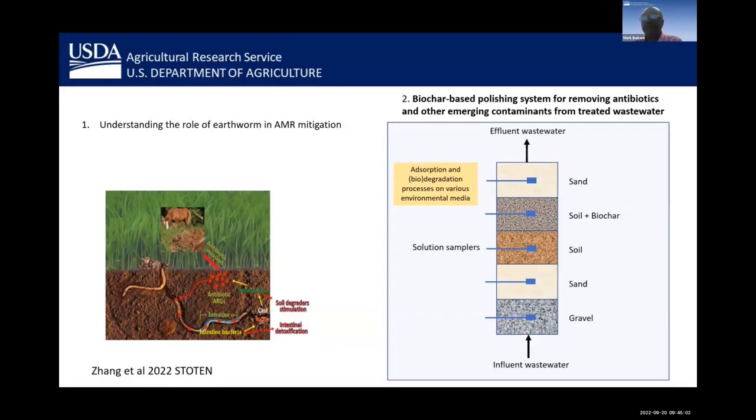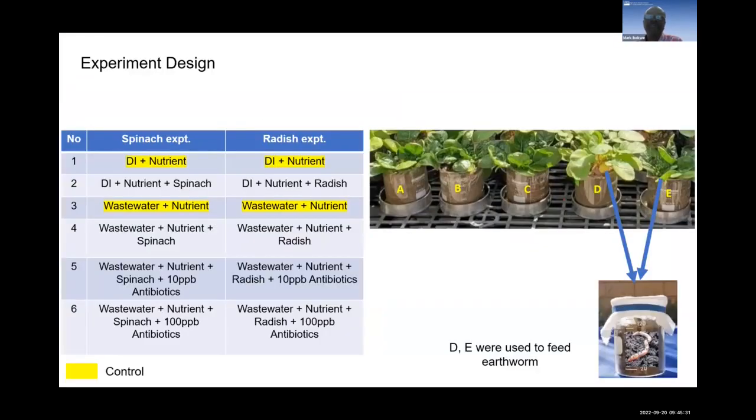But you know, the common practice here is the treated wastewater is not 100%. All the contaminants are not removed, especially those that are used for irrigation. So how do we get that better and cleaner so that farmers can use and we don't have to transfer all the chemicals of concern to soil, to plants, and back to human? So coming back to the first study that we did looking at earthworm.